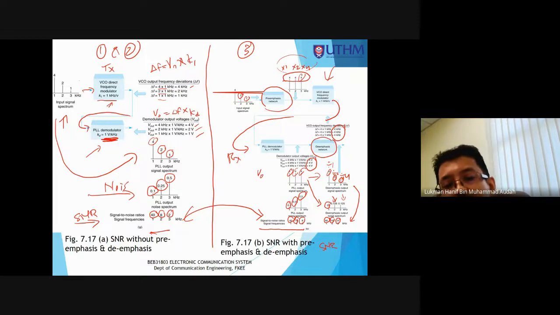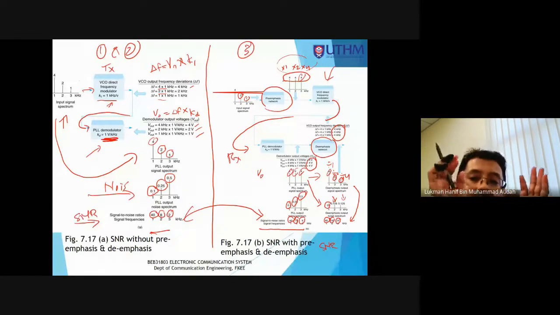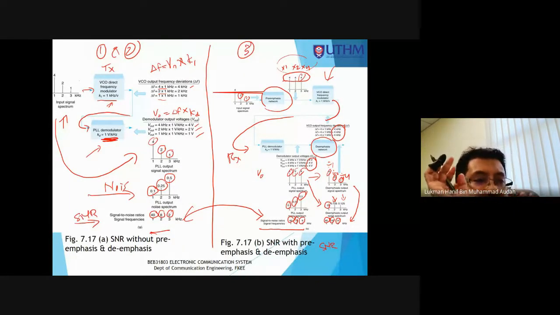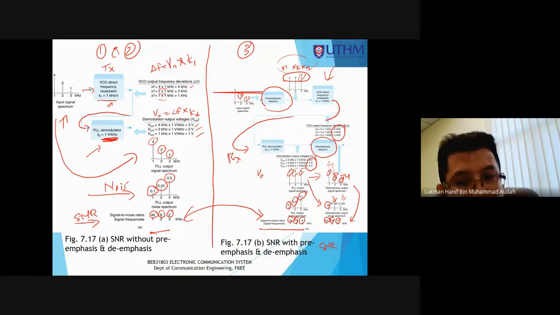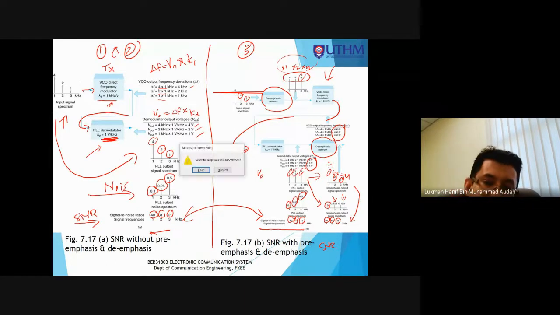So I will explain this again next week. Now you get the picture that pre-emphasis and de-emphasis are to improve the SNR. The SNR becomes better. So that's all for today.